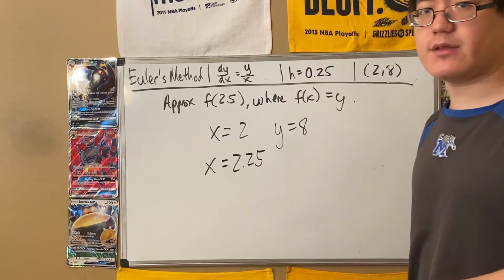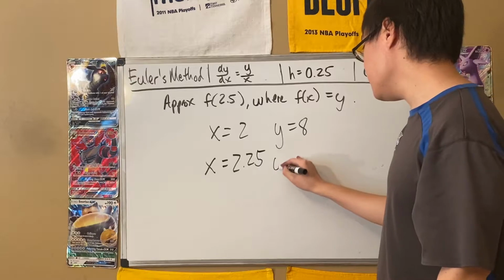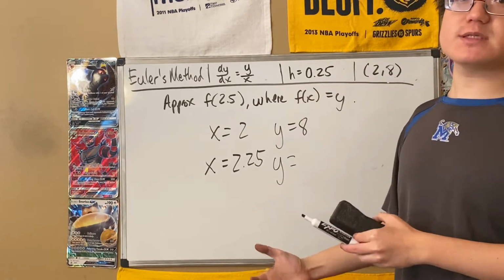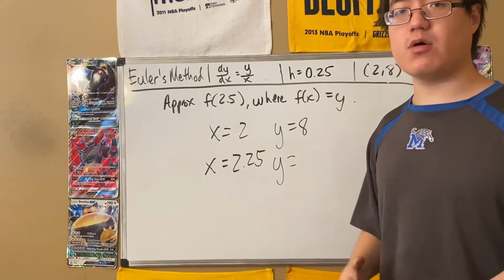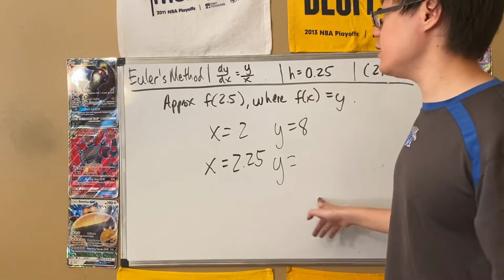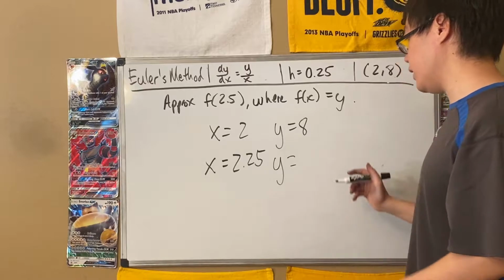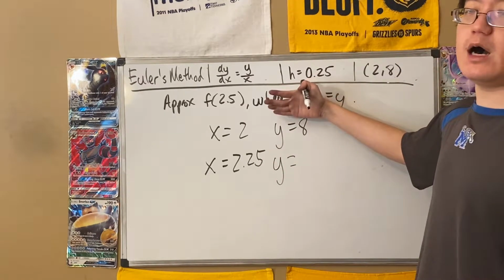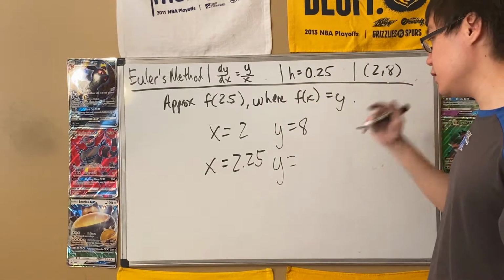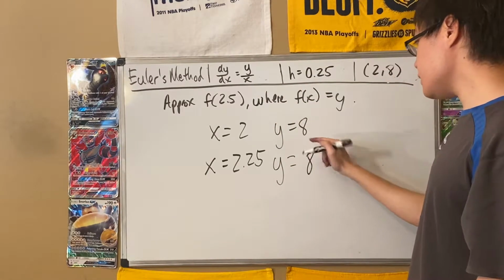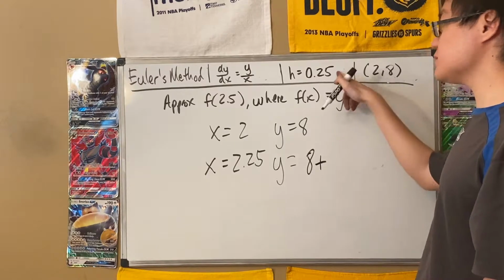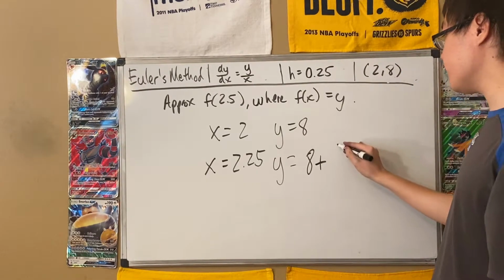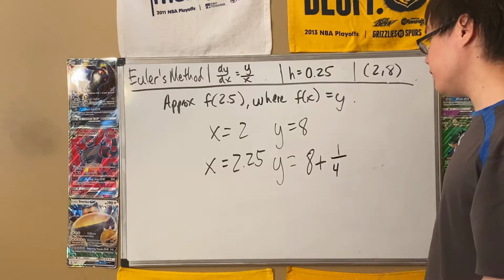So now we're going to do the method. How exciting, we're doing the method now. Again, the method is the previous y plus the step size, and you plug the previous x and the previous y into this differential equation. So let's do that. What's the previous y? When I talk about previous, I'm talking about the line immediately above this one. So it's going to be 8, that's the previous y, plus the step size. You have a choice of working with decimals or fractions, but I like fractions more, so I'm going to write this as 1/4.